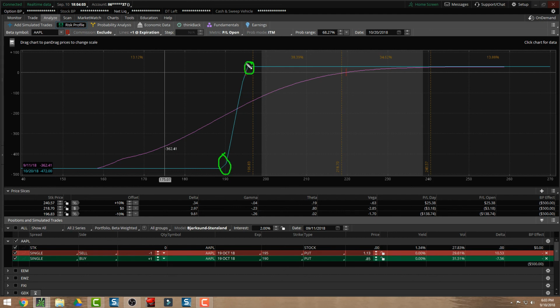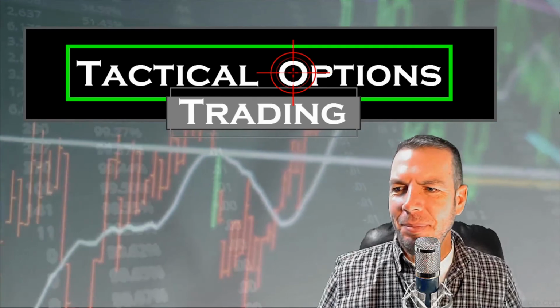So you can see that we sold that put credit spread just outside that one standard deviation move. So if the stock were to trade down and it stayed inside that one standard deviation move, then our put credit spread would be safe at that point.